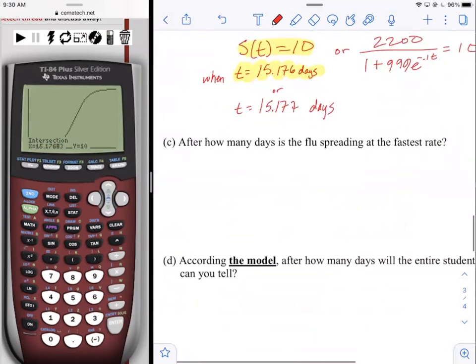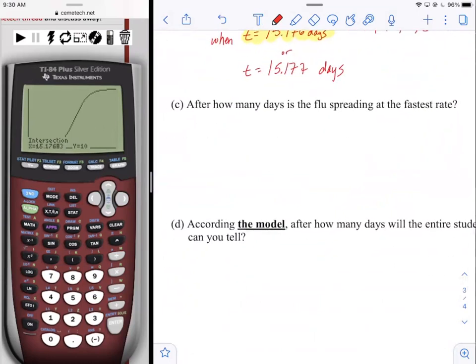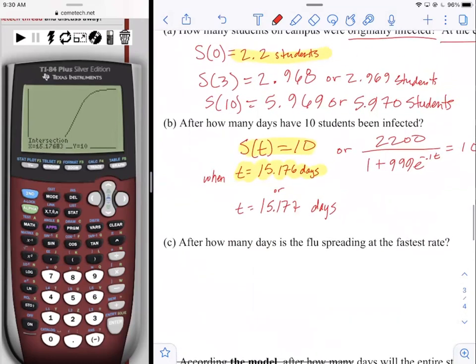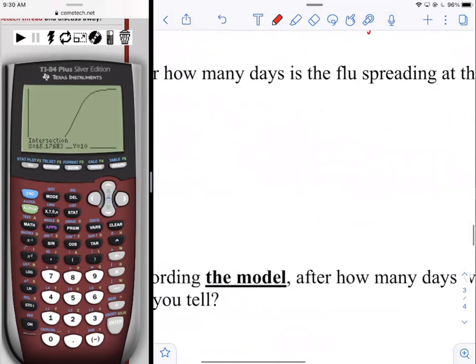Okay, there you go. So now it turns into a question like B. I don't know the time value yet, but I do know that the flu is spreading the fastest when the function value equals half of 2200. And if you just put 1100 there, that's fine. I can infer that 1100 is half of 2200. And now what can I do? How do I figure out the T value?